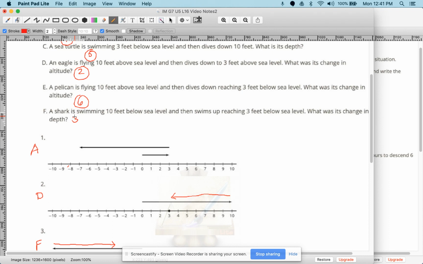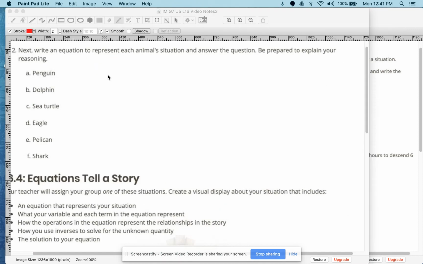All right, I'm done with that page. So I'm going to go on to my next page, but I am going to need those situations for the second part. So I'll keep my notes that I have printed out by me for that. Because number 2 says they want us to write an equation to represent each animal's situation and then answer the question. And they want us to be prepared to explain our reasoning, which we can show with the math.